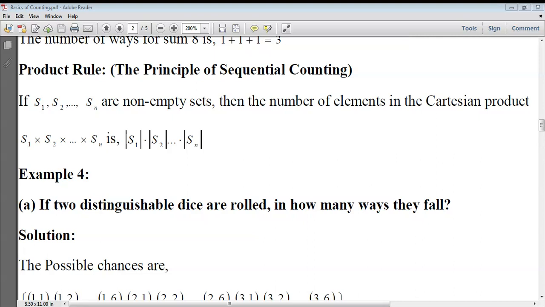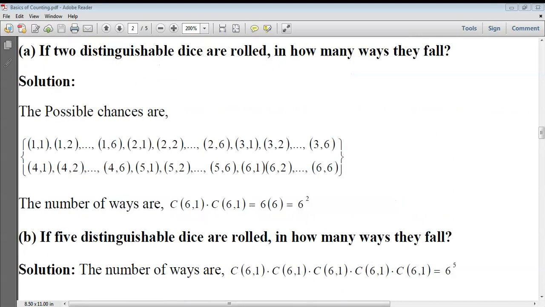Now let us see example 4. Two distinguishable dice are rolled. In how many ways can they fall? Distinguishable dice means they are of different colors. When two dice are rolled, the chances are 1 1, 1 2 and so on up to 1 6, and 2 1, 2 2 and so on up to 2 6. The other chances are 3 1, 3 2 and so on up to 3 6, and so on up to 6 1, 6 2, 6 6. The total number of chances is 36.